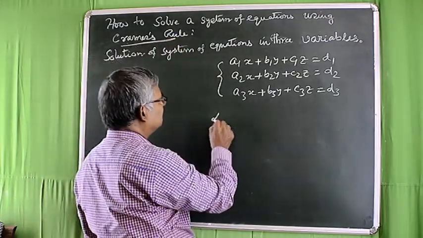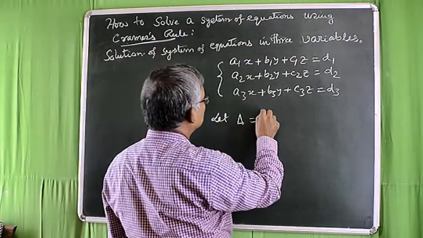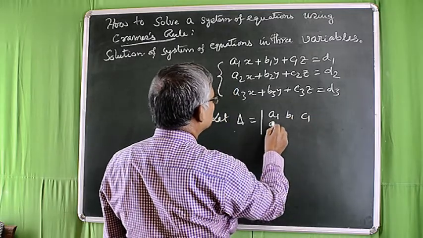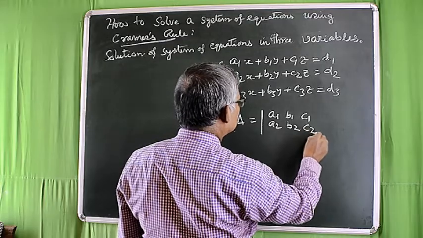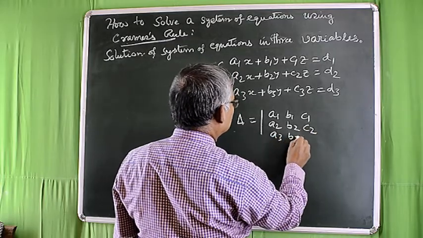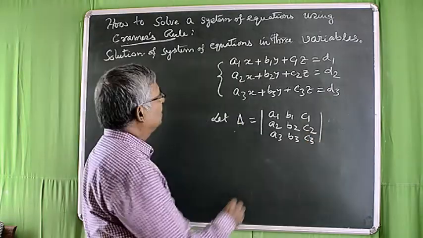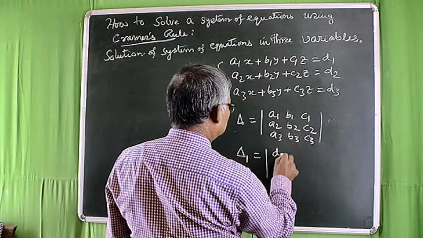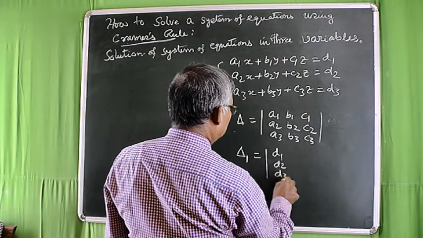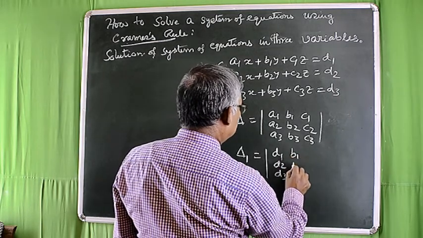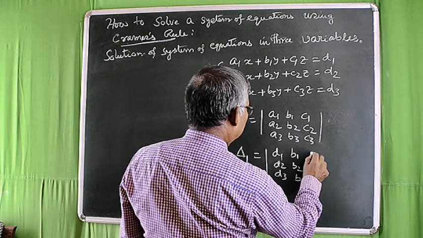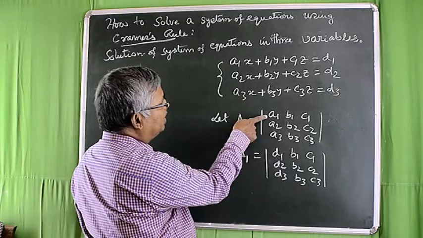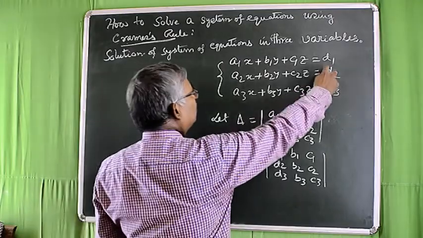Let del equal to the determinant a1, b1, c1, a2, b2, c2, a3, b3, c3. Now let del 1 equal to the determinant d1, d2, d3, b1, b2, b3, c1, c2, c3. We are replacing a1, a2, a3 by d1, d2, d3.